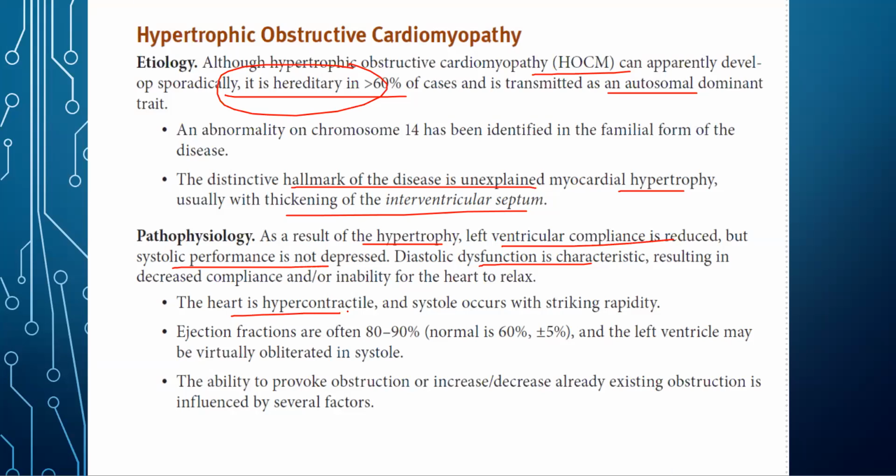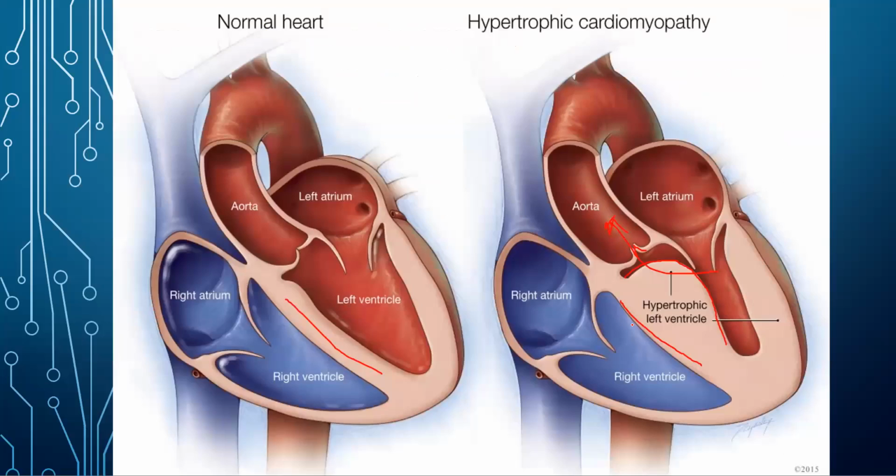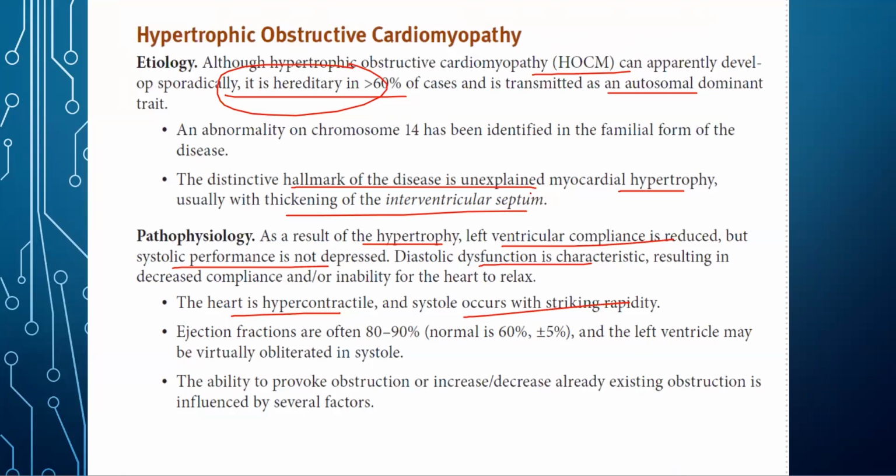The heart becomes hypercontractile, and systole will occur with striking rapidity. Because your heart muscle is so enlarged and so strong, the systole or contraction is so high. Sometimes the ejection fraction, you get like 80 to 90% in here. Okay?